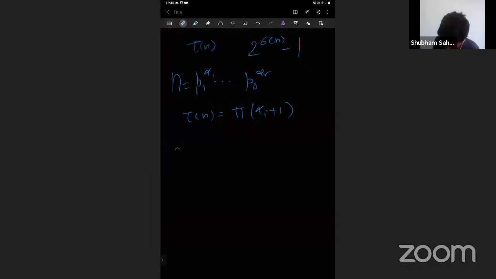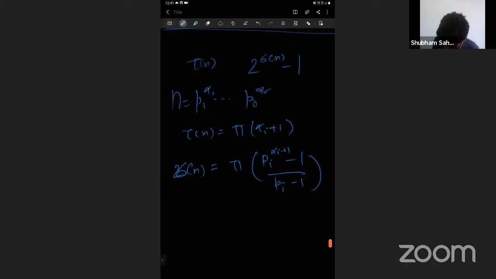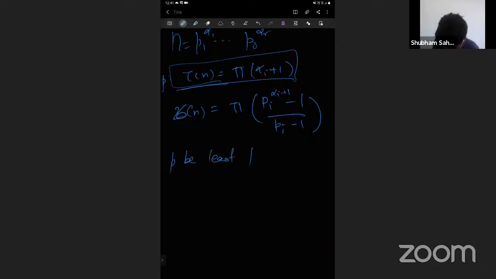Yeah, this is good. So I guess I can write down the second one. Right. So if you take n to be p1 power alpha 1 through pr power alpha r, tau n is just the product of alpha i plus 1, and sigma n is just this product. Now, take p to be the least prime factor of tau n. We need to show that p does not divide 2 power sigma n minus 1.